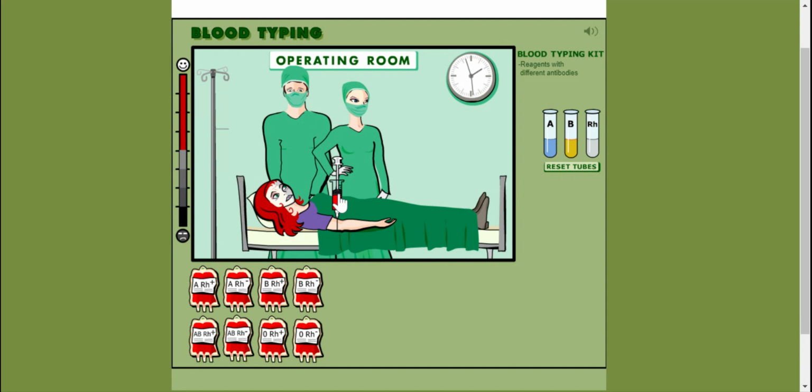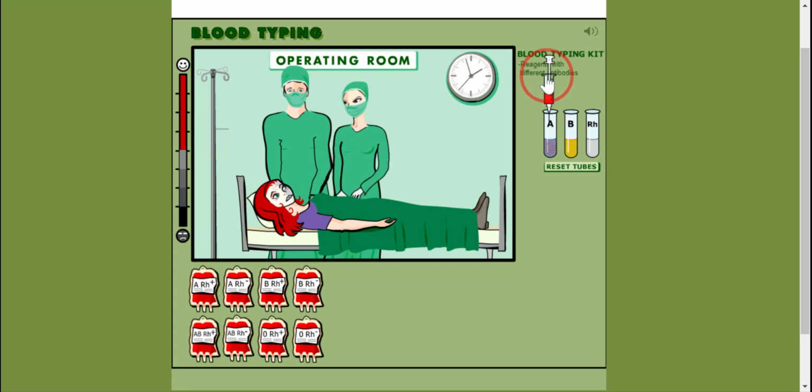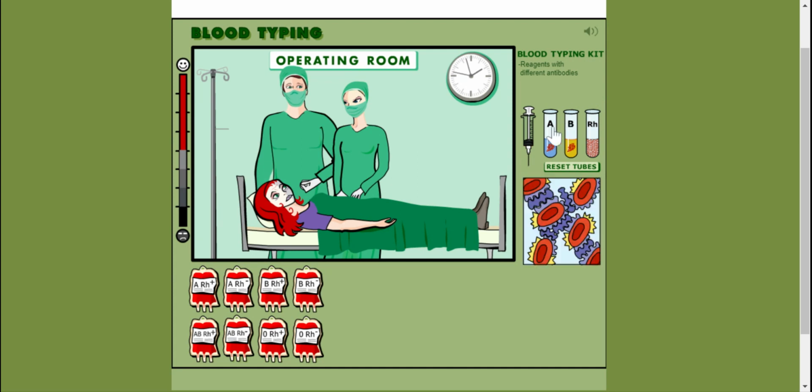So we're going to pull blood from her, and in each of these tubes, we have antibodies. We're going to add her blood to the A, and we're going to see if it reacts. We're going to add the same blood to the B, and then also to the Rh. And what we should see here is that if this antibody agglutinates with the blood, we know that that antigen is present on her cells. So a simpler way of saying it is she carries the A on her red blood cells.